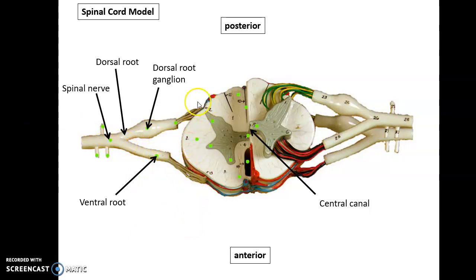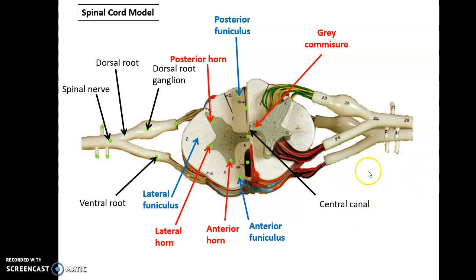Coming off the front of the spinal cord is the ventral root. Coming off the back of the spinal cord is the dorsal root. This lump here is the dorsal root ganglion. And so the dorsal root and the ventral root will come together to form the spinal nerve. So spinal nerve, dorsal root ganglion, back of the posterior side of the spinal cord, spinal nerve, ventral root, anterior side of the spinal cord.